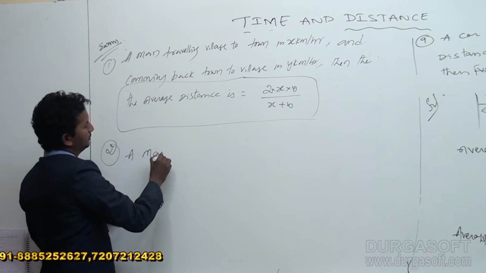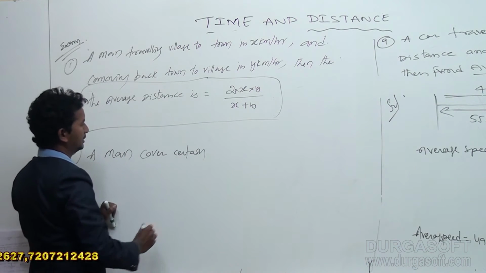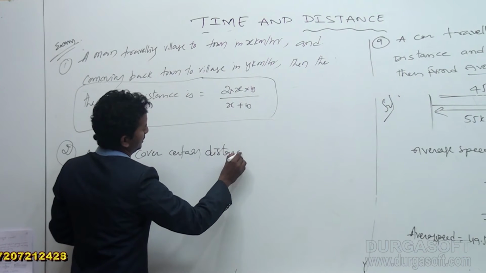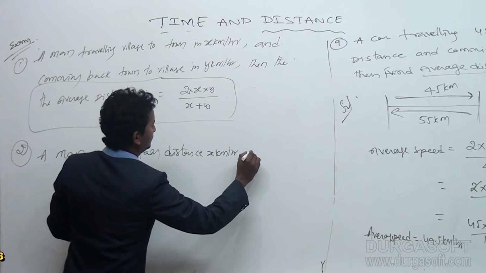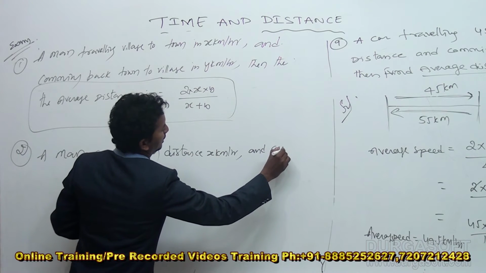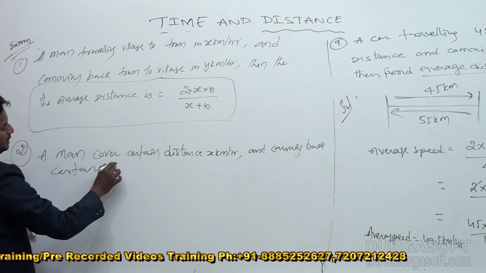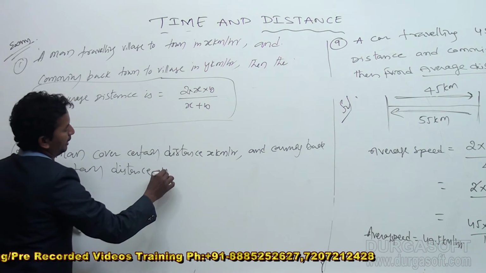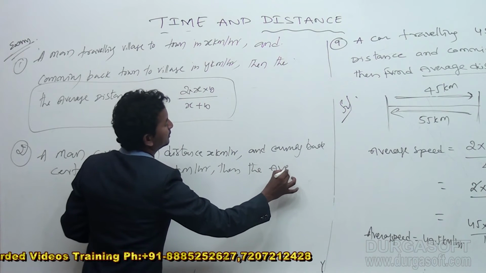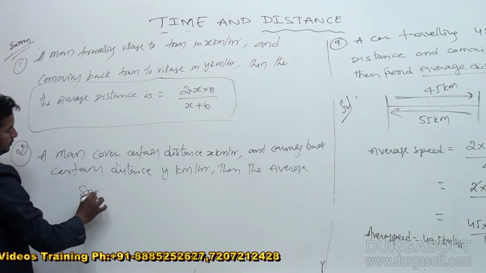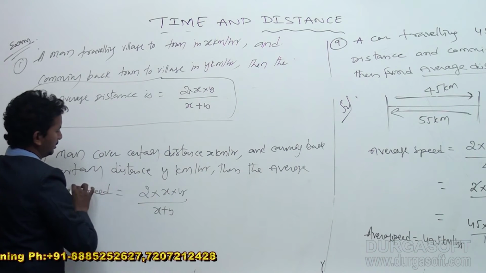Or, a man covers a certain distance at x kilometer per hour and, coming back the same certain distance, at y kilometer per hour, then the average speed is equal to 2 times of x into y divided by x plus y. Both are the same.